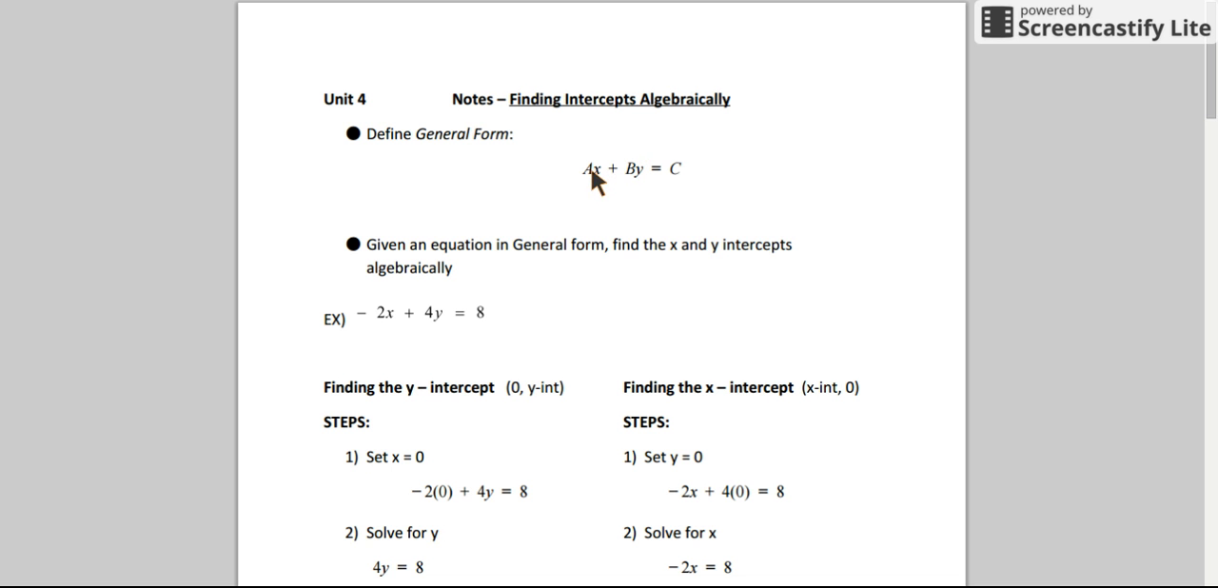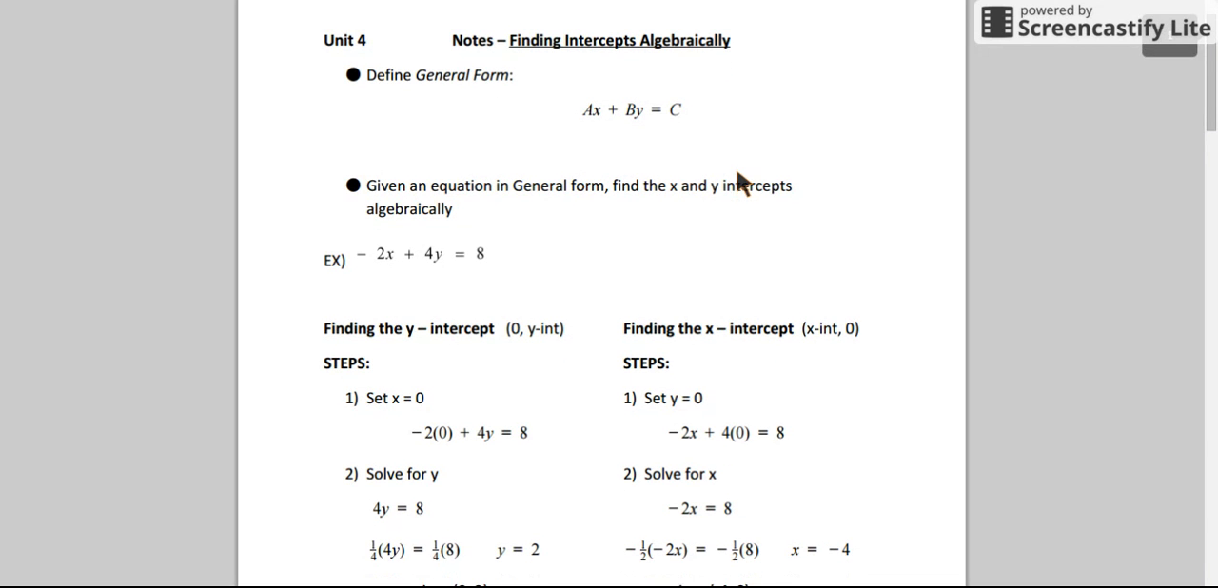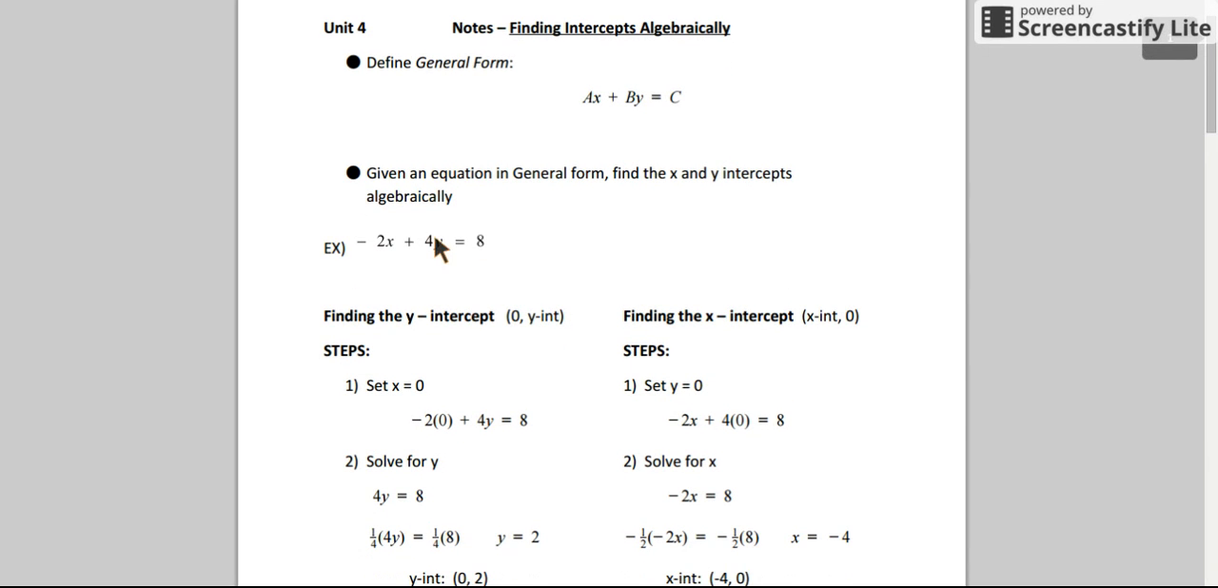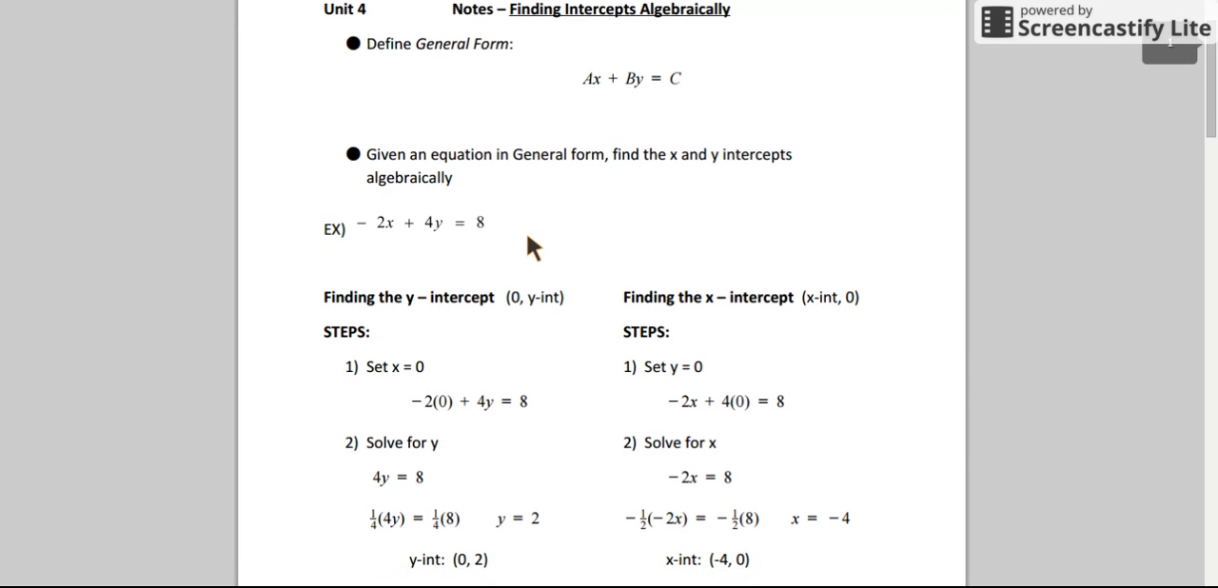If we have a coefficient or a number in front of x and a coefficient or a number in front of y set equal to a number that doesn't have a variable, then this is called general form. So given an equation in general form, this equation is representing a line. We can find the x and y intercepts algebraically by using the following methods.